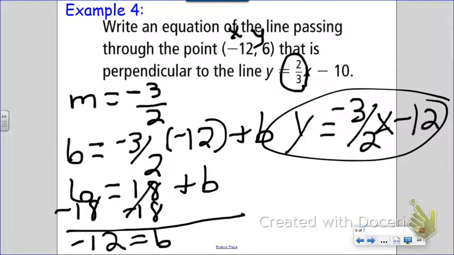So you want to find the new y-intercept, which is your b value, first using the slope for the correct line you're finding. Parallel, remember, same slope; perpendicular, opposite reciprocal slope.